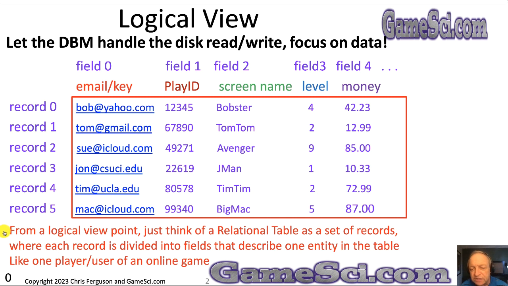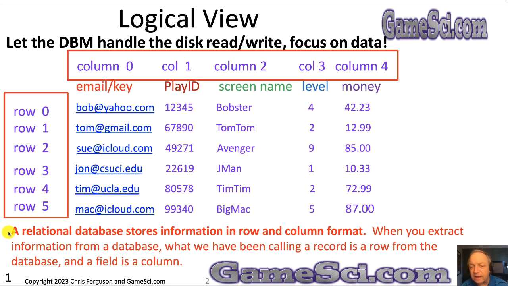From a logical viewpoint, just think of a relational table as a set of records where each record is divided into fields that describe one entity in the table, like one player/user of an online game. These are all the users that have signed up for the online game. We want their email address. We assign them a player ID. We want their screen name, what level of the game they are, and how much money they have in the bank. Now, this could be virtual money or actual money. But this is the information we have decided we want to store for each player that signs up for our online game. A relational database stores information in row and column format.